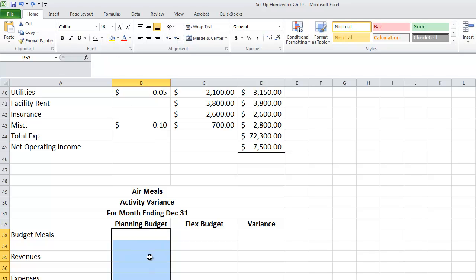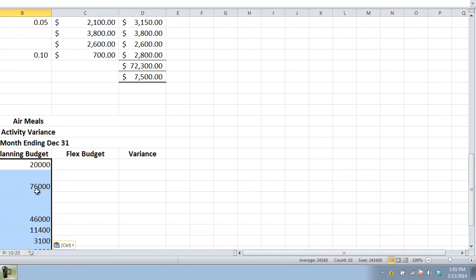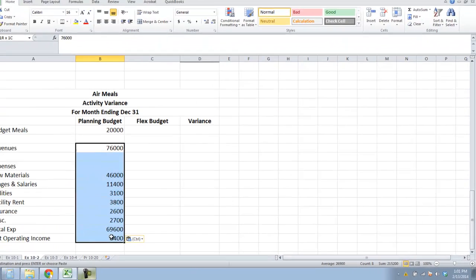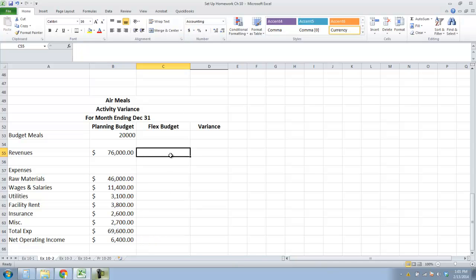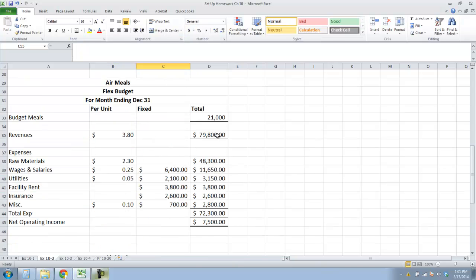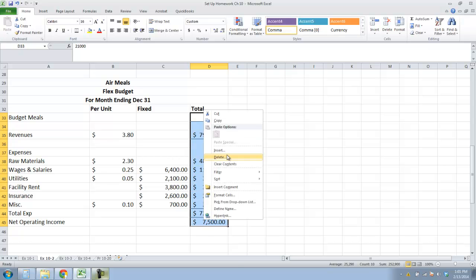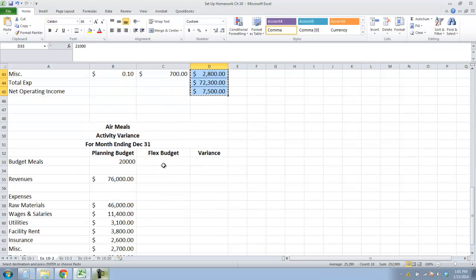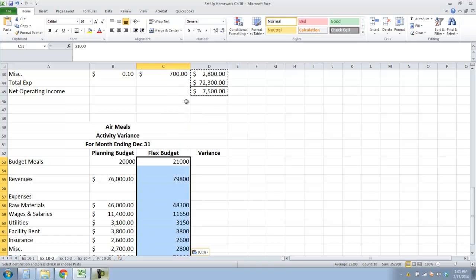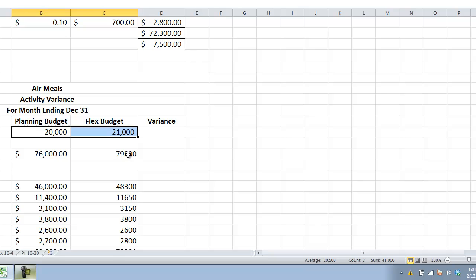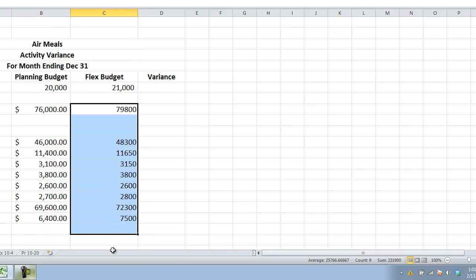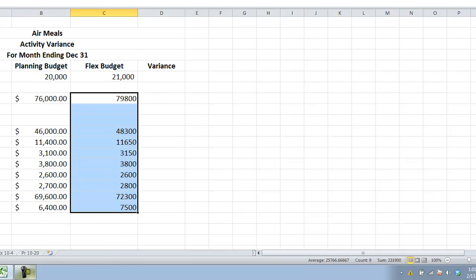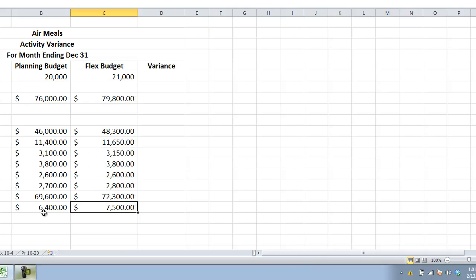Actually, it says that because I pasted formulas here. I just wanted to paste numbers, and we will make this here. Now my flex budget totals were right here. Just going to copy. I'm going to paste the numbers here. So at this point, all I've done is copy and paste. I'm going to add the lines so that we know where we're at.